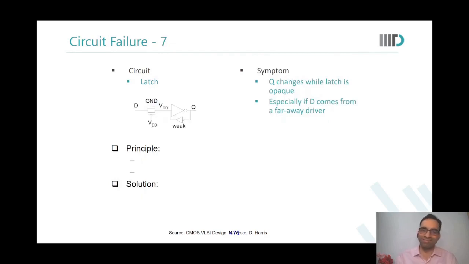Now, another latch. Q changes while the latch is opaque, especially if D comes from a far away driver. What is happening? So can we say a noise is coming at the X node? That is why, even if the latch is opaque, Q is changing.